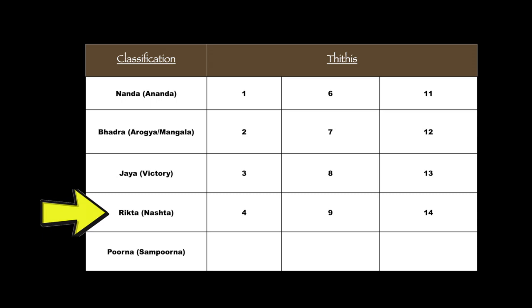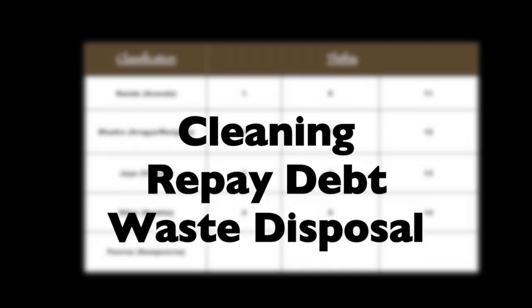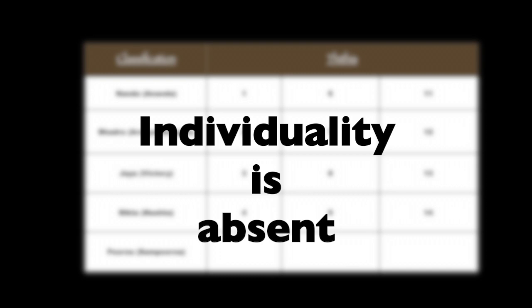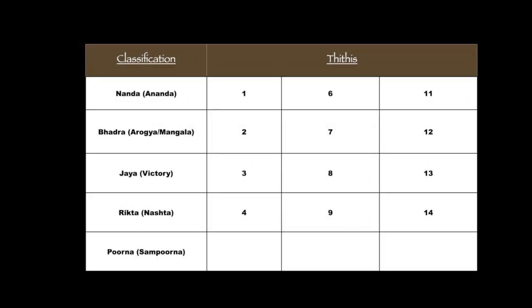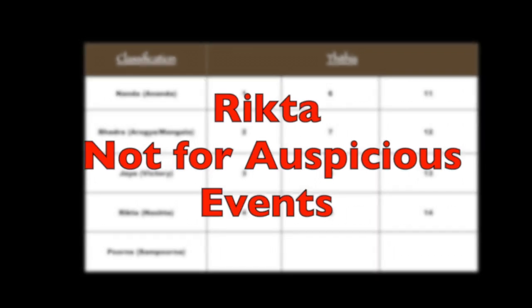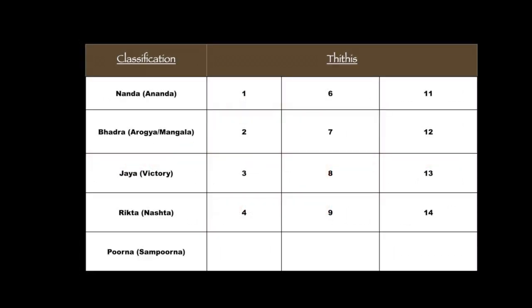Chaturthi, Navami, and Chaturdashi are considered as Rikta Tithis. If there is something to get rid of or demolish, or a cleaning activity, repaying debt, a purifying task, waste disposal, or activities that destroy something negative, these are favorable. Society work where individuality is absent is also favorable. You could relate this to Sankashta Chaturthi and Naraka Chaturdashi. But please note, auspicious events are not favorable in these tithis, as you can understand by the name of the tithi, which is Rikta, which in turn means Nashta, void, or empty.